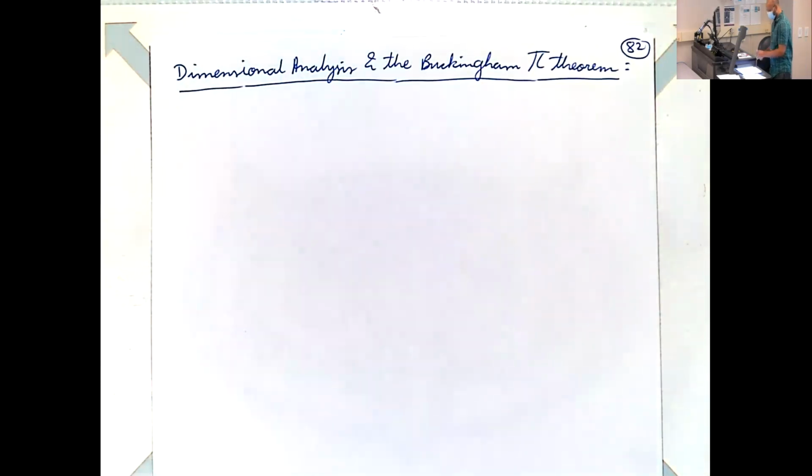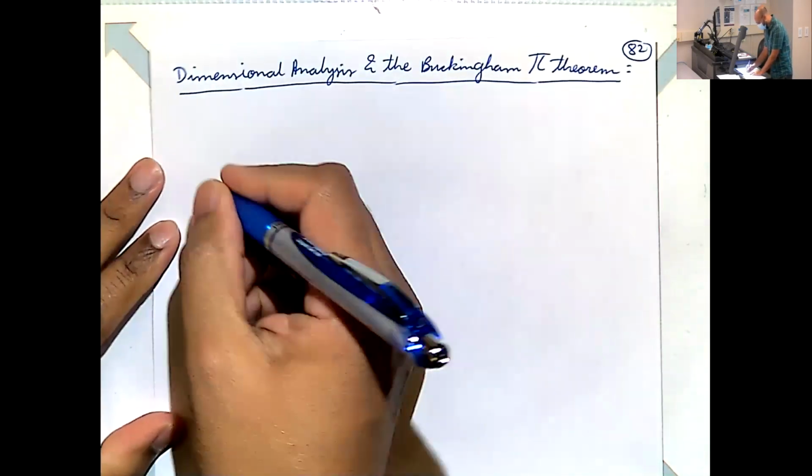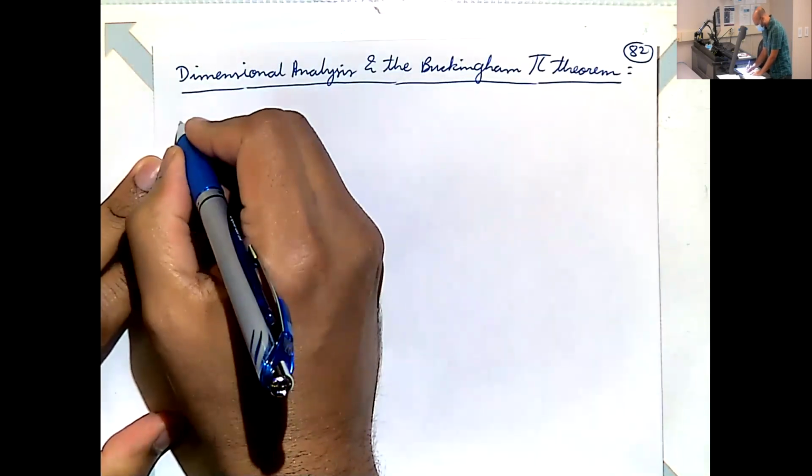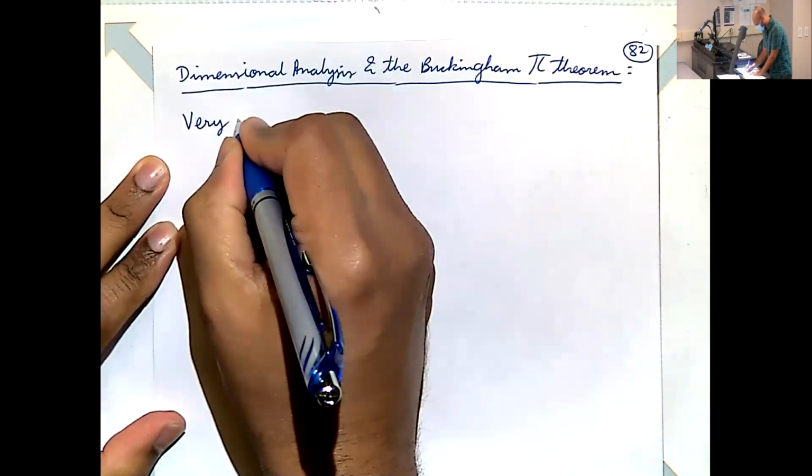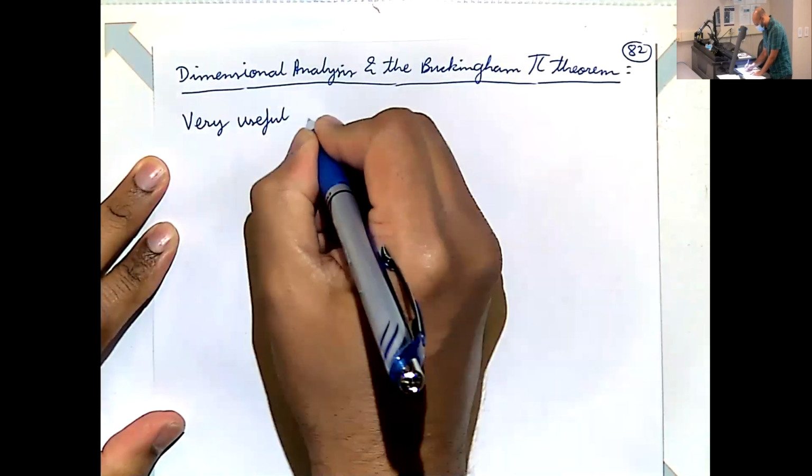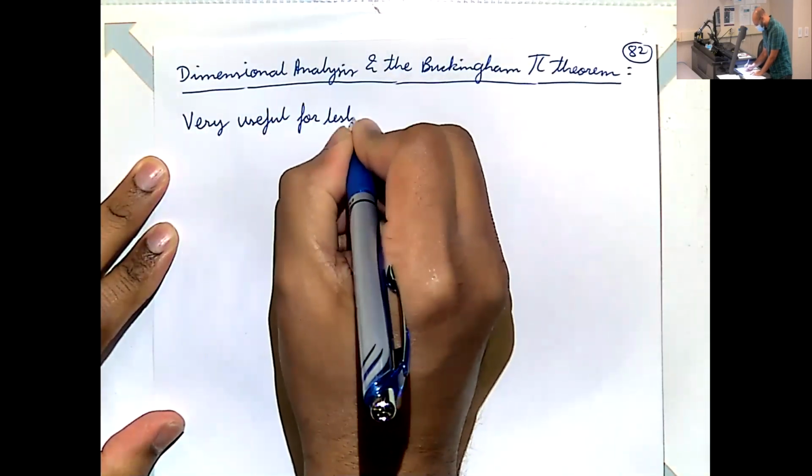So the reason we care about dimensional analysis is we don't want to build a full-scale ship and then test it and figure out, oh, I messed up the design, and change it again and build another full-scale ship. So we want to be able to test things at much smaller scale before we actually make the full prototype. And dimensional analysis is crucial in that sense. So very useful for testing.